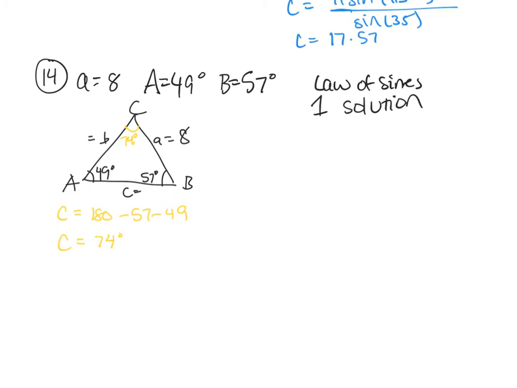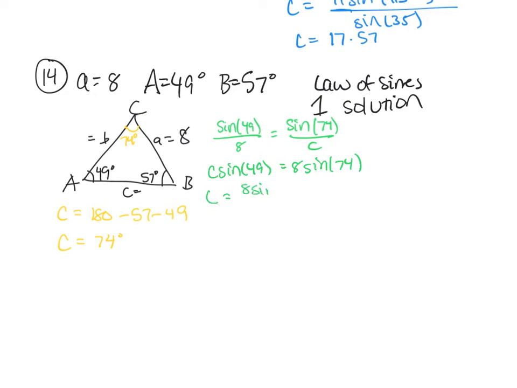Now let's solve for our other side lengths. Let's solve for C first, since that's the largest angle. So we'll do sine of 49 over 8 is equal to sine of 74 over C. Do what we've been doing, cross multiply. Now divide both sides by sine of 49. Plug this into your calculator. You get 10.19.